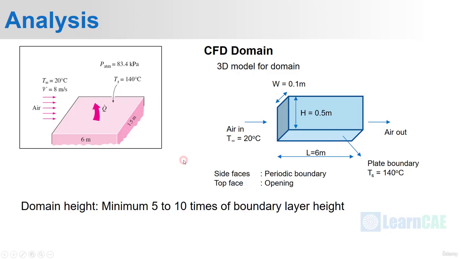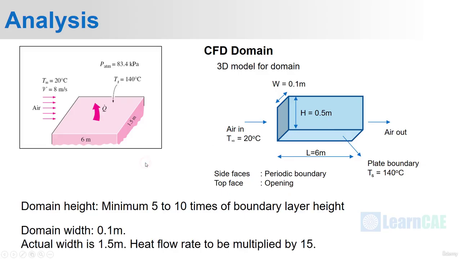So we have to choose the domain height, which will be at least 5 to 10 times of the boundary layer height. So we can calculate the boundary layer height through different calculators online for the given flow conditions and the length. So the height is fixed as 0.5 meter.